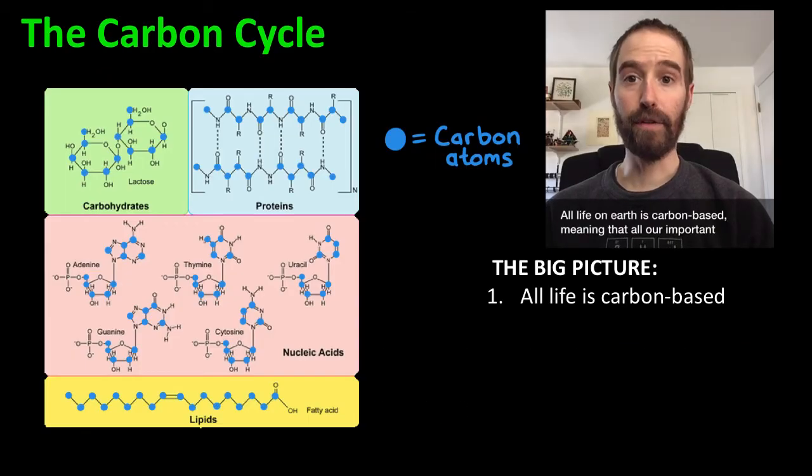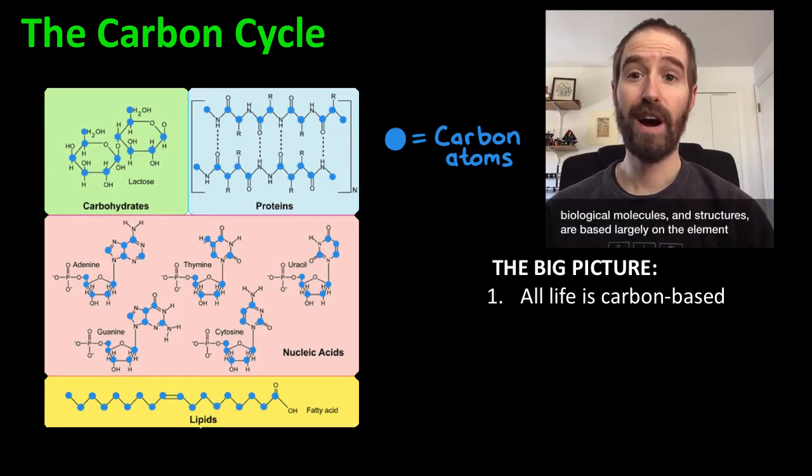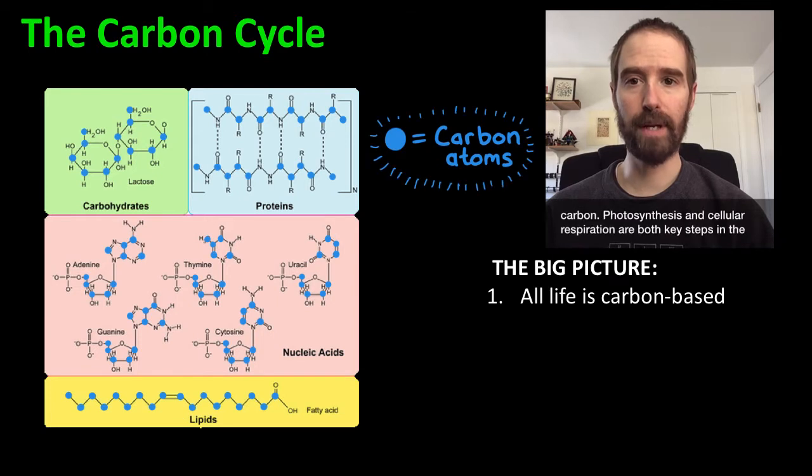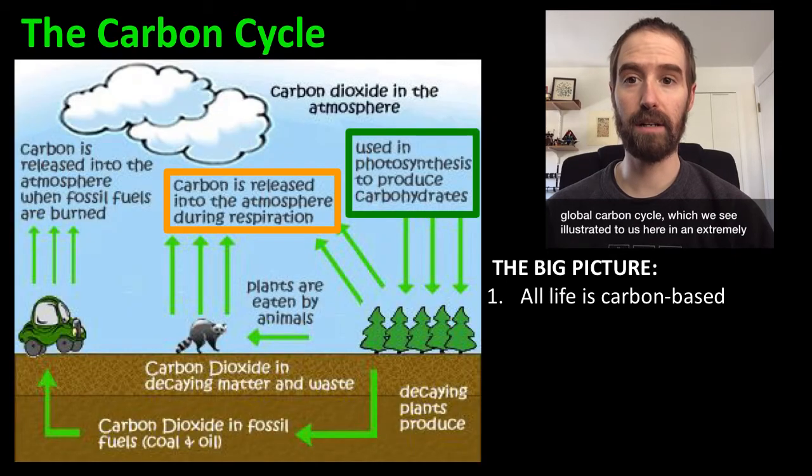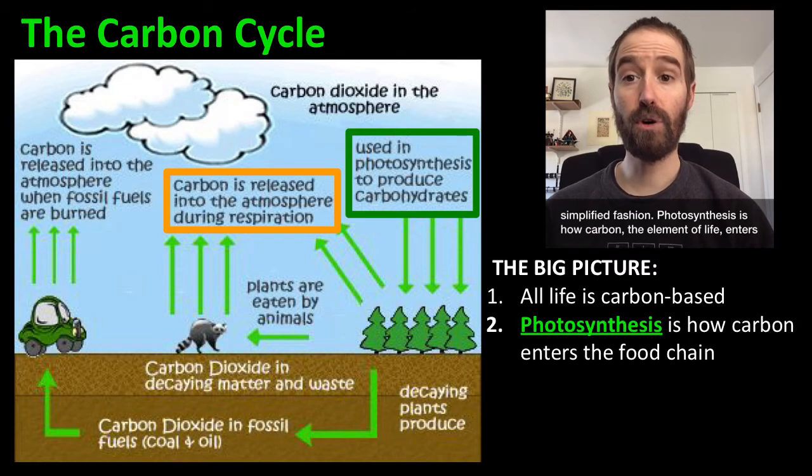All life on Earth is carbon-based, meaning that all our important biological molecules and structures are based largely on the element carbon. Photosynthesis and cellular respiration are both key steps in the global carbon cycle, which we see illustrated to us here in an extremely simplified fashion. Photosynthesis is how carbon, the element of life, enters the food chain.